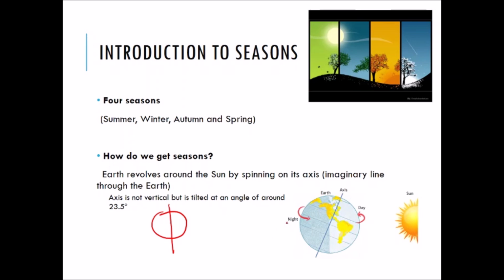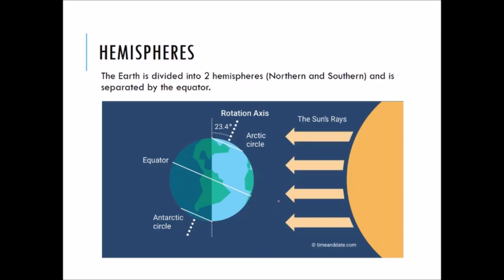So seasons are caused by the Earth's revolution around the sun and the unchanging tilt of the Earth's axis. So the axis doesn't change. It doesn't go, oh, today I feel like 23.5 degrees. Tomorrow I feel like 4 degrees. Okay?